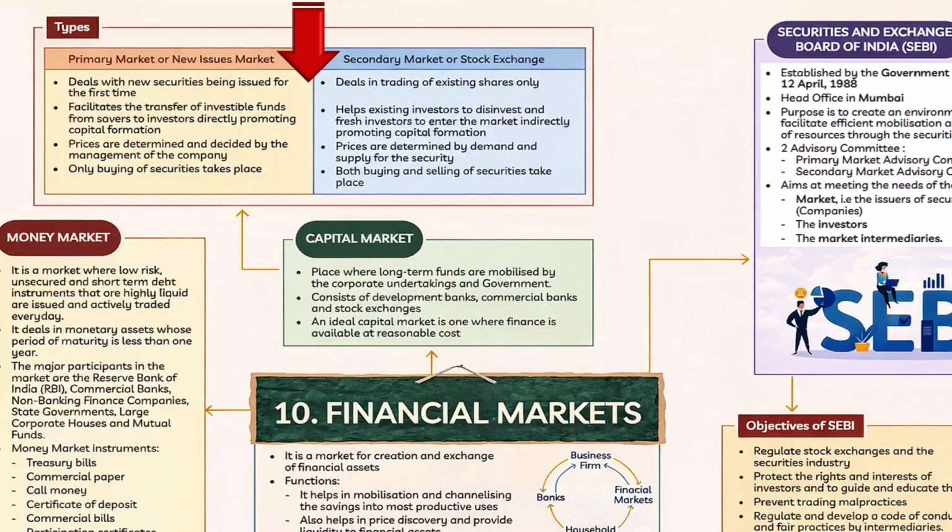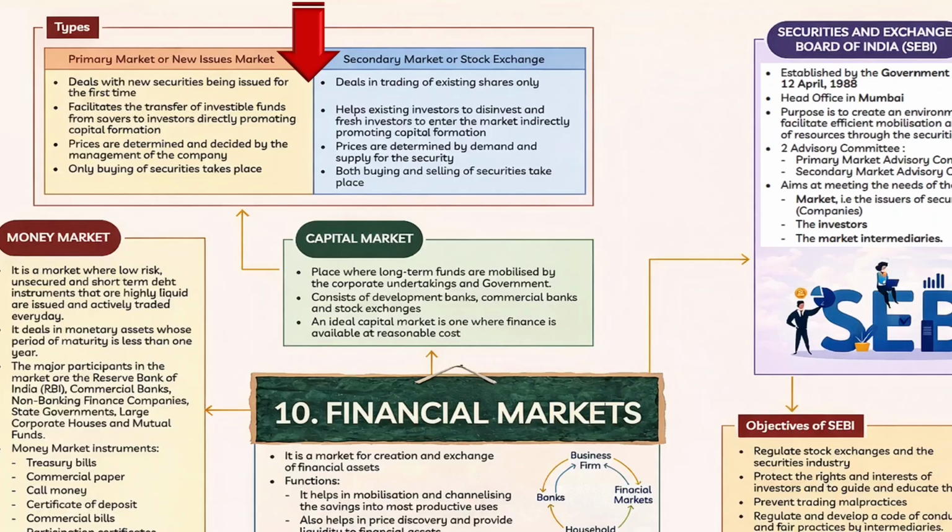Then you have the secondary market or the stock exchange. They provide liquidity. The stock exchange is a platform where buying and selling of existing securities, that is, securities which have previously been purchased, takes place. This secondary market facilitates the exchange of securities, be it equity share, preference share, or debenture, into money and vice versa. It helps existing investors to disinvest and new investors to enter the market.